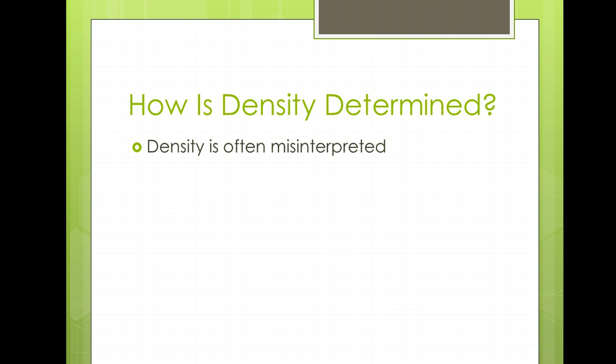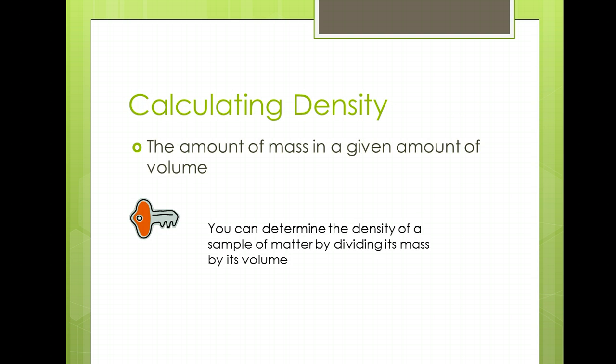How is density determined? Density is an important property of matter and one that is often misinterpreted by students, so listen closely and ask questions if you don't understand. Calculating density. The density is the amount of mass in a given amount of volume. The key concept here is you can determine the density of a sample of matter by dividing its mass by its volume. Density is a very important physical property because each substance has a unique density that is known.